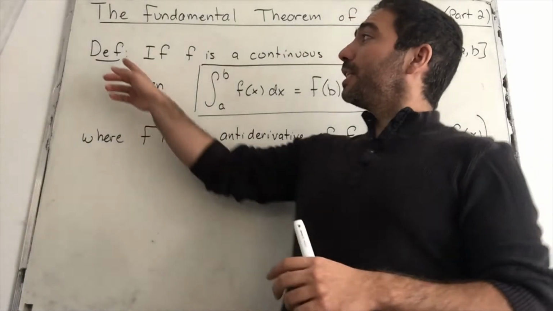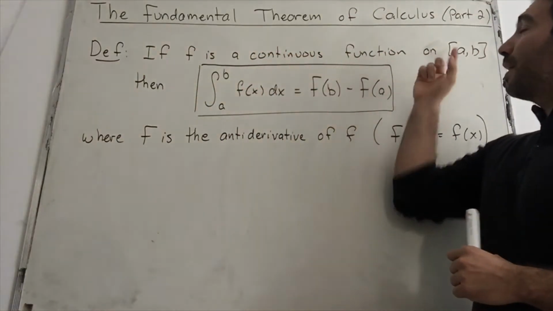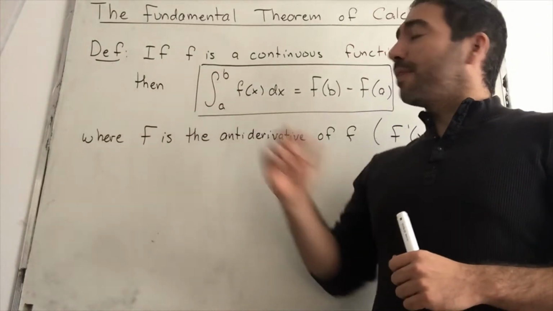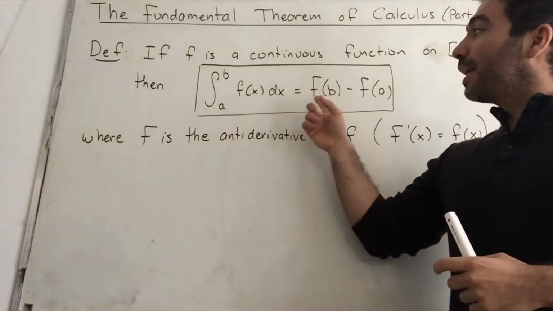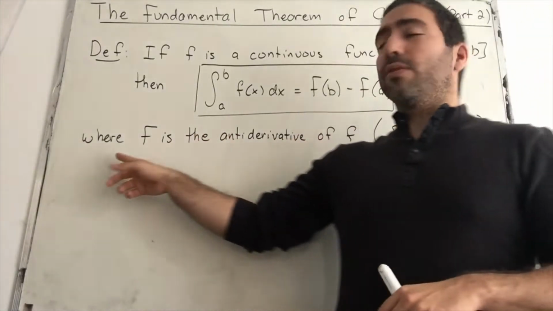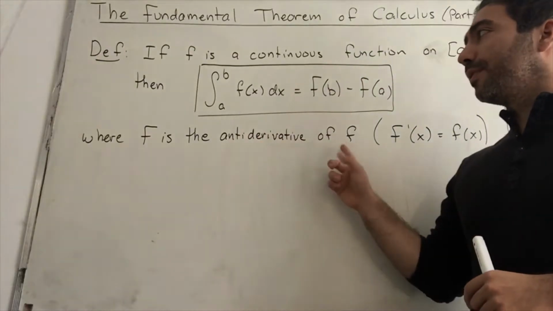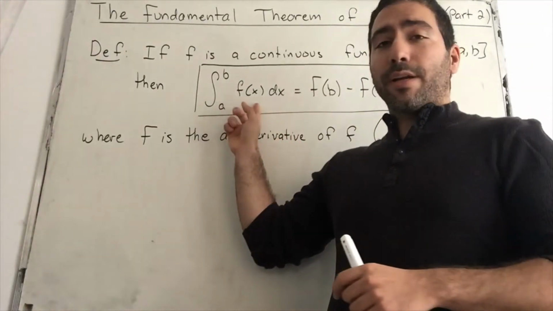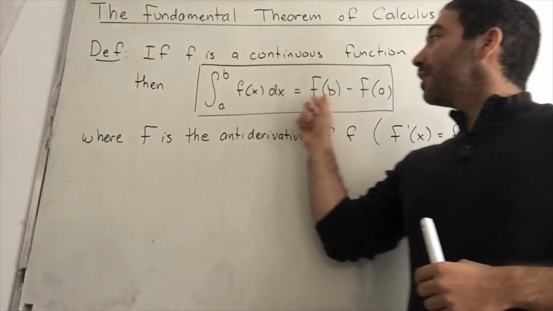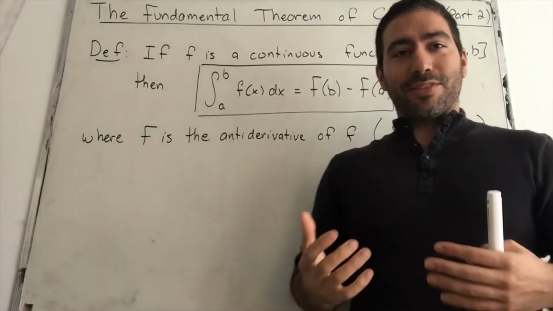So the definition states that if f is a continuous function defined on a closed interval [a, b], so again we need continuity, then the integral from a to b of f of x dx is simply equal to capital F of b minus capital F of a. What's the capital F? Well, the capital F is the antiderivative of small f. So if you antiderive this continuous function, and then you substitute the upper bound and subtract it by the lower bound, that gives us the area.